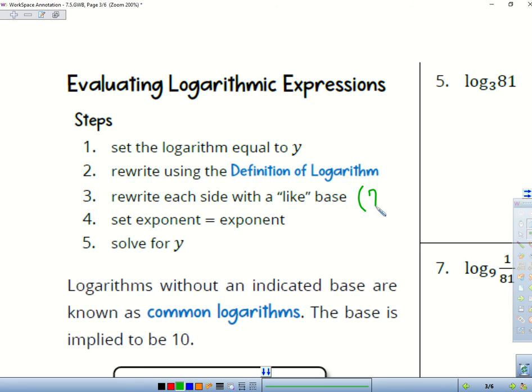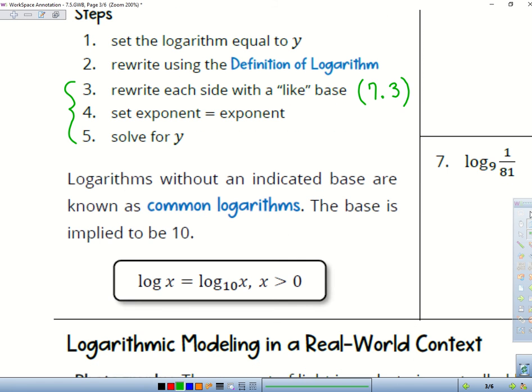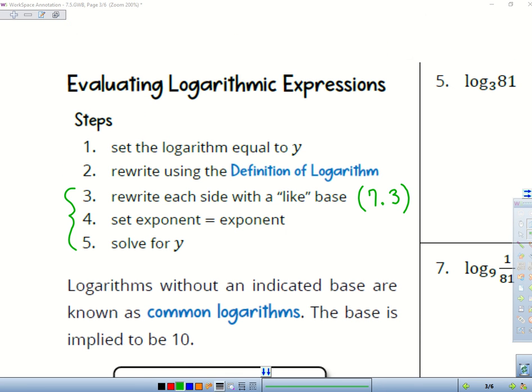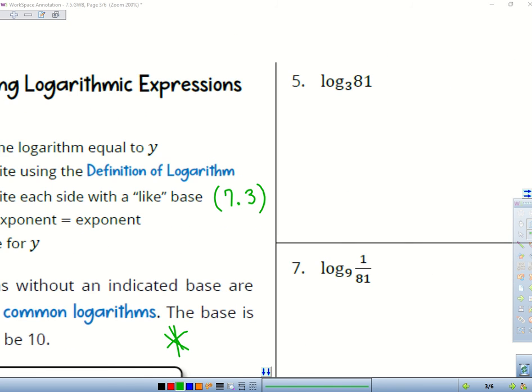So if you're wondering where we learned about this, it was 7.3. And if you want to put a note there, if you're on a test or a quiz and you want to be like, wait, where did we learn this? That was in 7.3 where we learned that. So the steps from here to here, that's all 7.3. So we're kind of like using those skills in that step. And then lastly, if there is no base on your logarithm, you assume the base of 10. Okay. So if you ever need to know that, it's here on your notes.